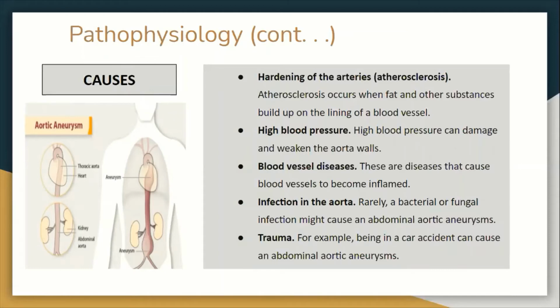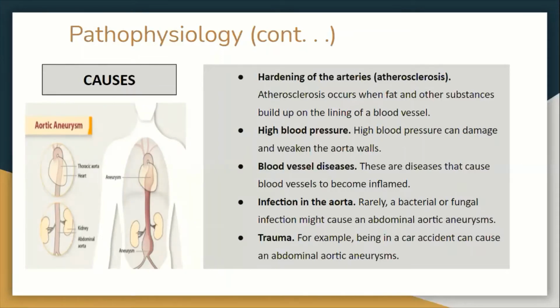Next, high blood pressure can also cause abdominal aortic aneurysm because it can damage and weaken the aorta wall. Having a blood vessel disease can also cause this disease because there are diseases that can cause the blood vessel to become inflamed.